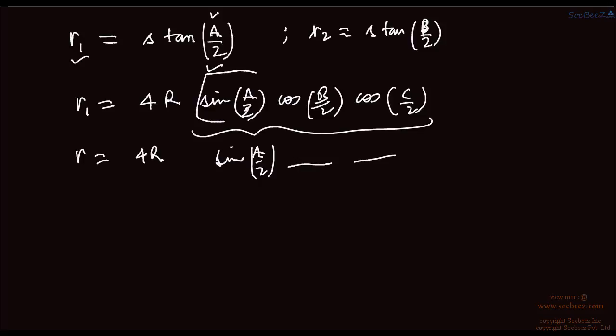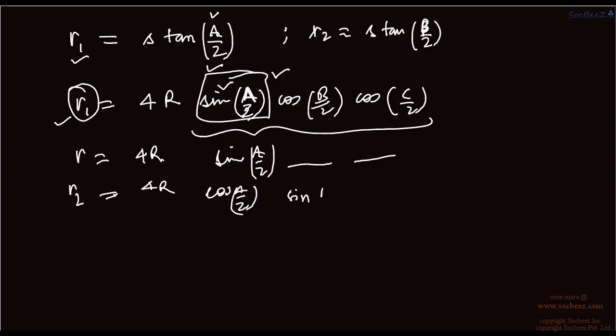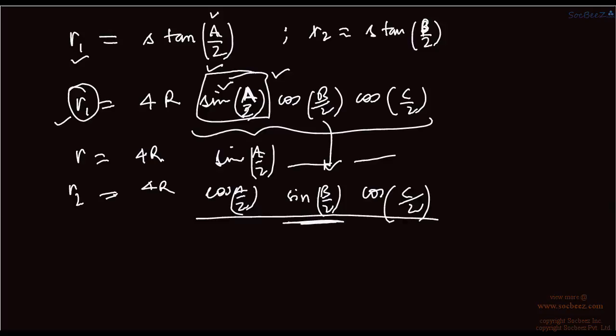But if we are converting this to sin, that means we are talking about r1. Because this must be cos, but it is not. That's why if this A is changing to sin and cos, then this will be r1. R2, we are going to write it as cos A by 2, sin B by 2, cos C by 2. You understand this? Okay. This changed. And this third one should be cos, but this is sin. Why? Because we are talking about r2. So that's a way to learn this.